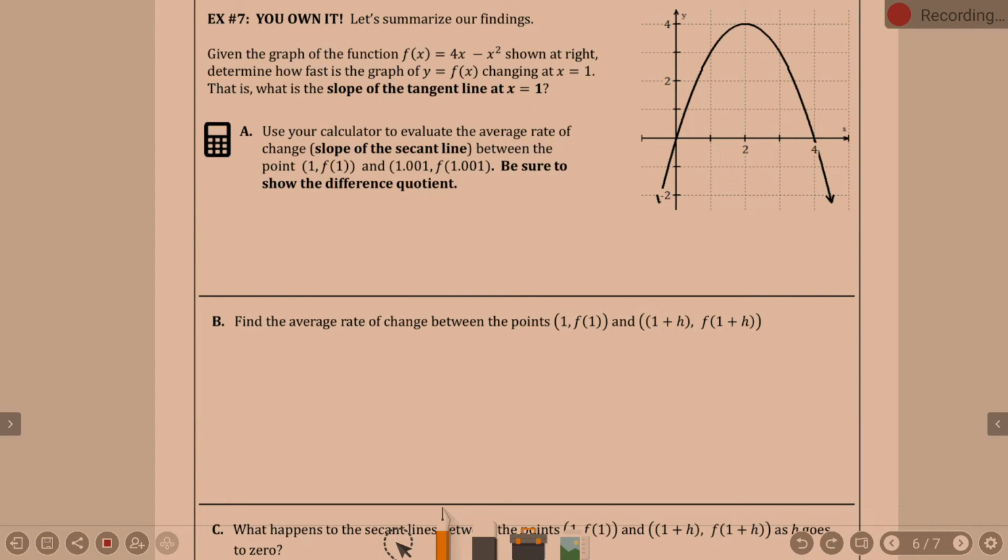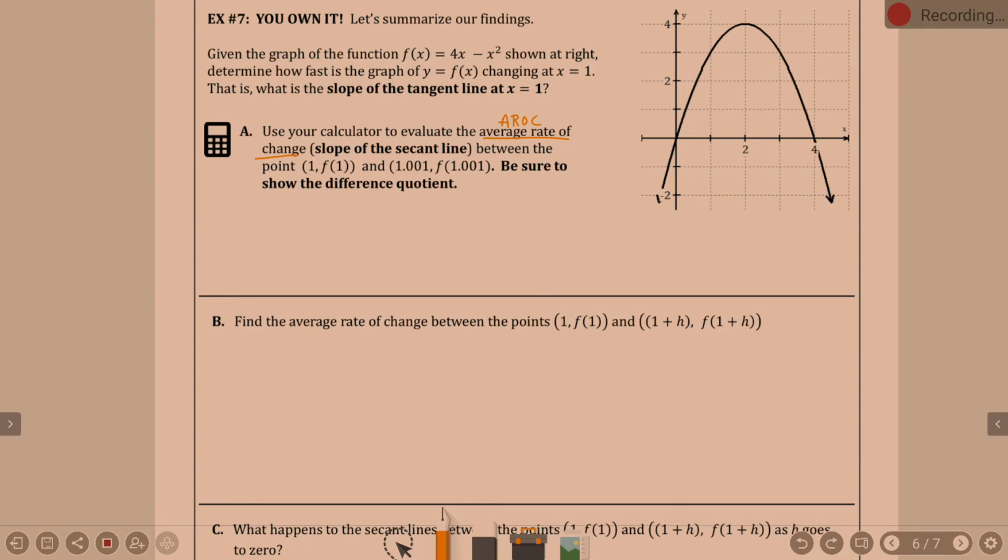Now, part A asks you to use your calculator to evaluate the average rate of change, or the slope of the secant line, between the point at 1 and the point at 1.001. Be sure to show the difference quotient. Okay. Average rate of change. What's average rate of change, folks? AROC. So they're asking us to find AROC. They even define that in the parentheses as the slope of the secant line.